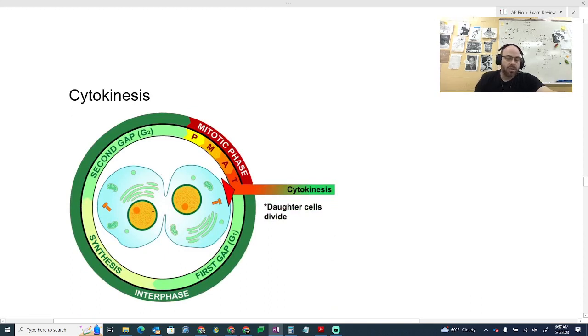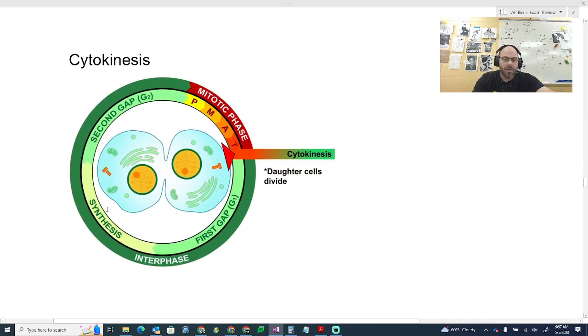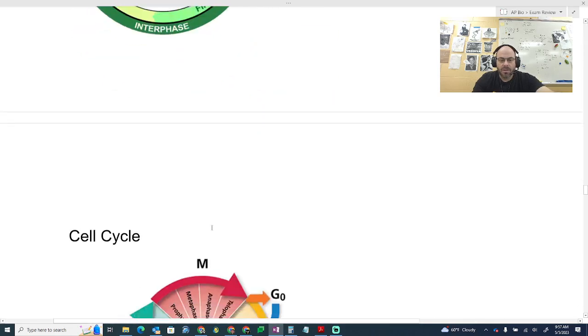The language that you will see used is you have one parent cell, and from mitosis you'll have two daughter cells. And this is important because when you start talking about meiosis, it's going to be different, because you have four cells that are genetically different from one another. After mitosis, you have two cells, and those two cells are genetically identical to one another. Those cells are often called daughter cells.